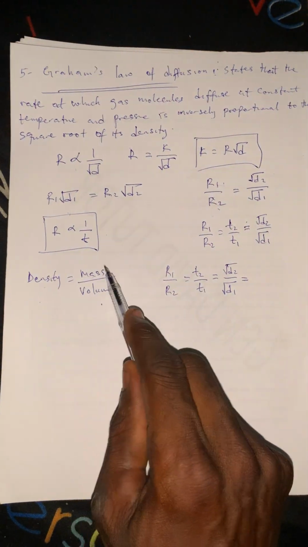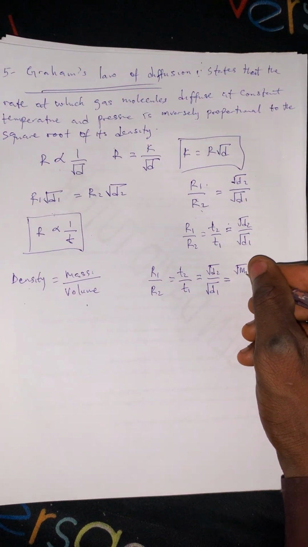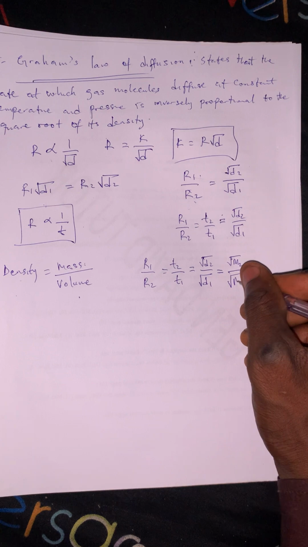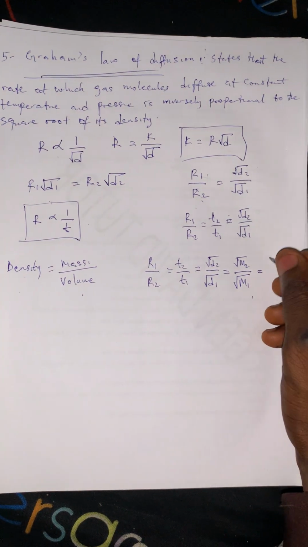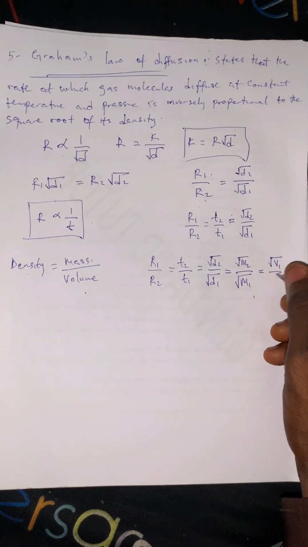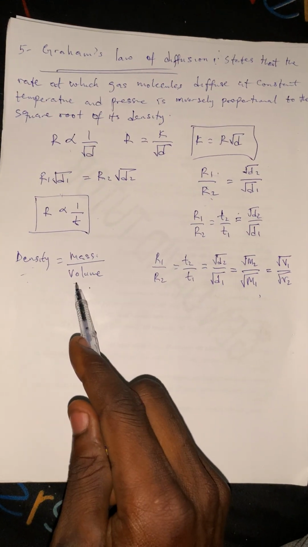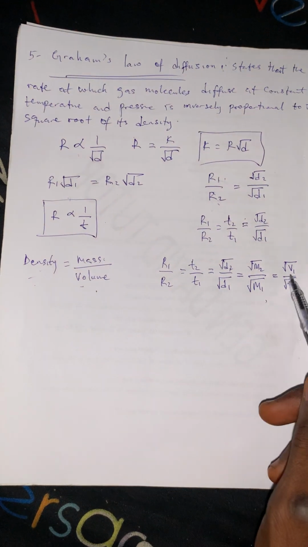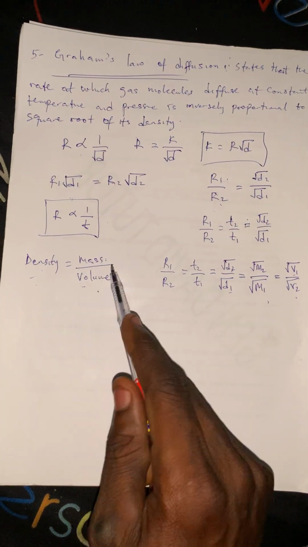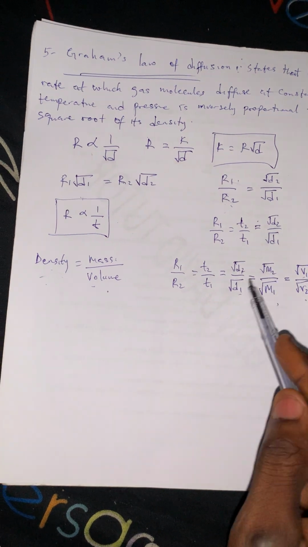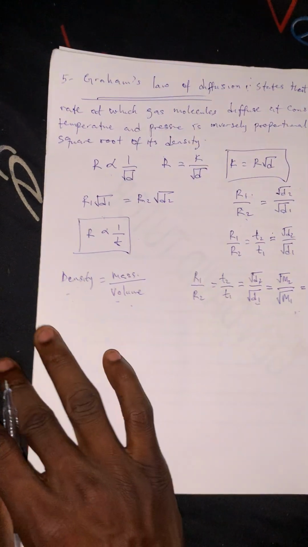Don't forget that density is directly proportional to mass. So where there is d2, we have m2, and where there is d1, we have what? m1. But it will now be equal to square root of v1 over square root of v2 here, because you can see that density is inversely proportional to what? To volume. So where there is d2, we have v1. Where there is d1, we have v2. But because it is directly proportional to mass, where there is d2, we have m2. Where there is d1, we have m1.